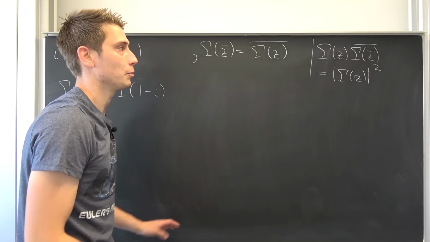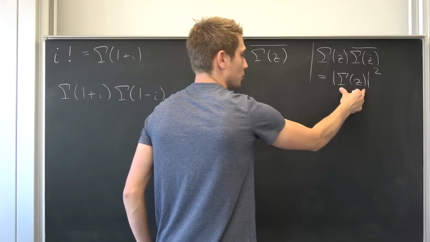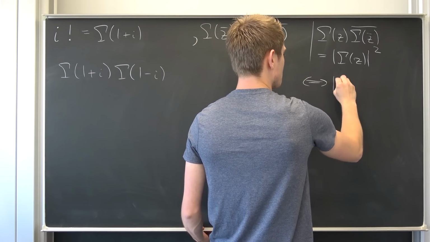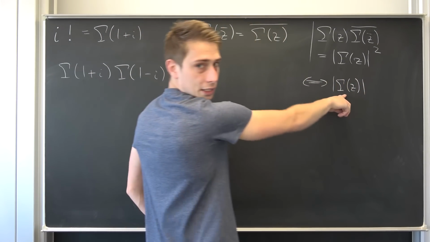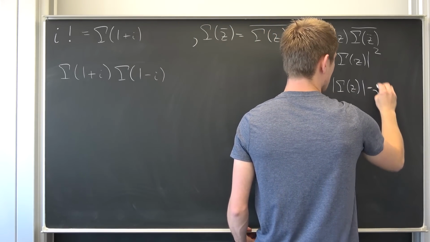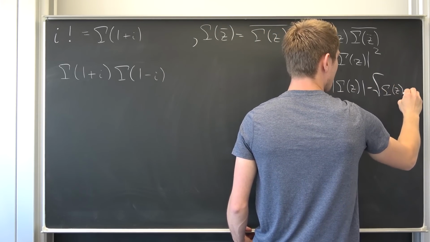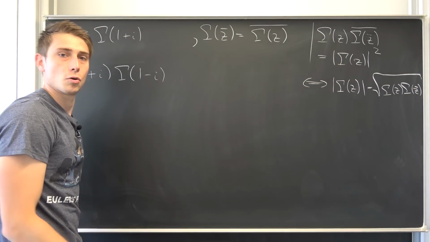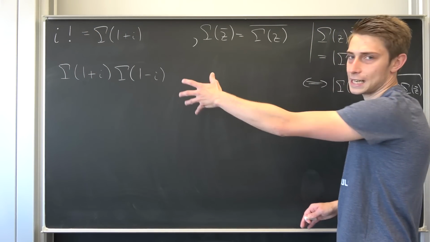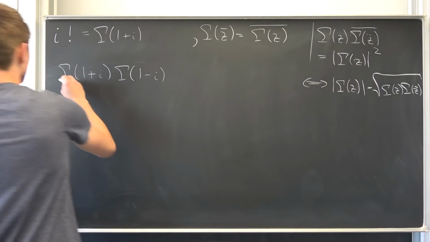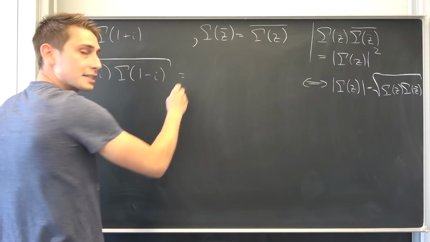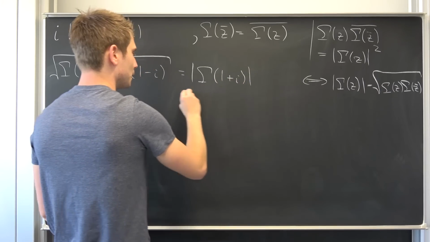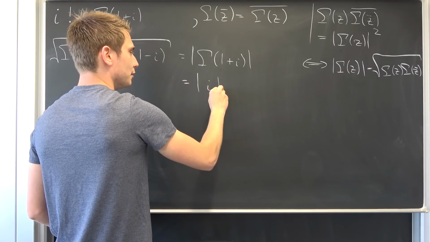Now we can take the square root on both sides. It has to be positive because the modulus is defined positive, meaning overall that the modulus of our gamma of a complex argument is nothing but the square root of gamma of z times gamma of z conjugate. So this in itself is quite easy. We are doing the exact same thing here. So let's put a square root around this thing right here. And this is going to be the modulus of gamma of 1 plus i, meaning the length of i factorial right here.